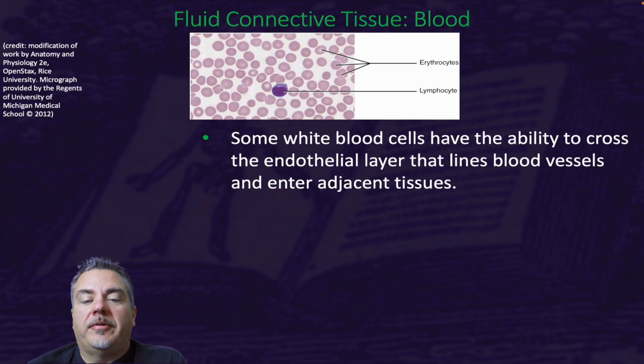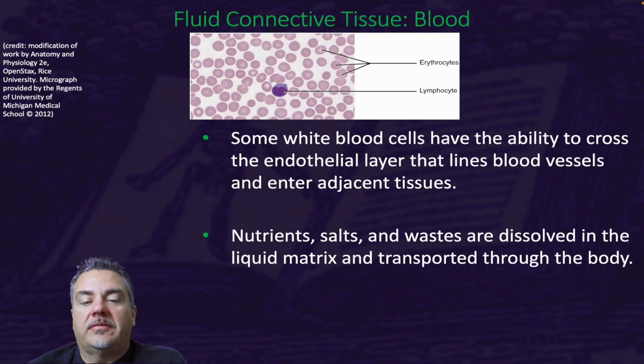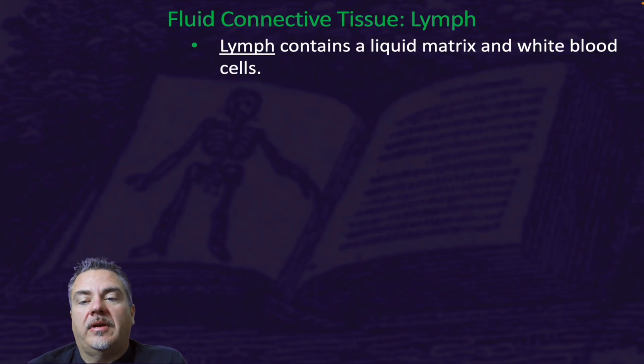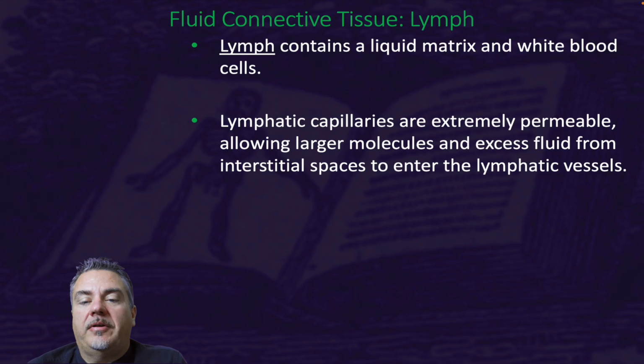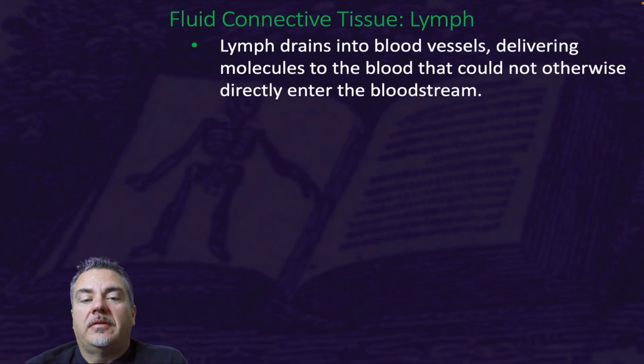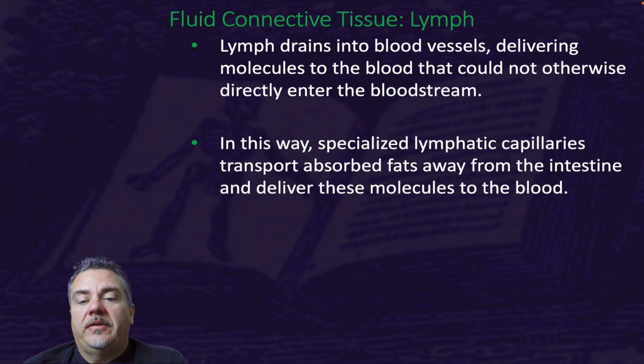Some white blood cells have the ability to cross the endothelial layer that lines blood vessels and enter adjacent tissues. Nutrients, salts, and wastes are dissolved in the liquid matrix and transported through the body. Lymph contains a liquid matrix and white blood cells. Lymphatic capillaries are extremely permeable, allowing larger molecules and excess fluid from interstitial spaces to enter the lymphatic vessels. Lymph drains into blood vessels, delivering molecules to the blood that could not otherwise directly enter the bloodstream. In this way, specialized lymphatic capillaries transport absorbed fats away from the intestine and deliver these molecules to the blood.